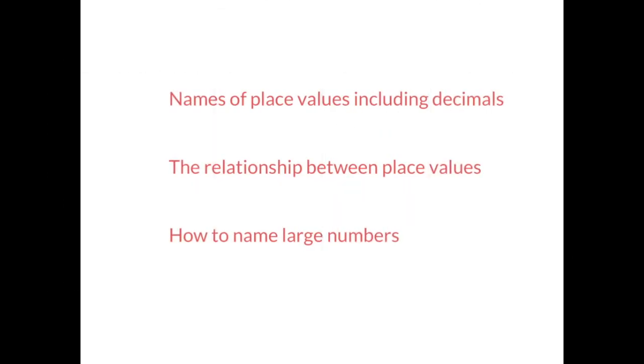Today we've talked about how to name the different place values, including decimals. This helped us learn how to name large numbers. And we learned the relationship between different place values. Remember that if a digit is the same in two place values that are next to each other, the larger one is 10 times bigger. And we saw that illustrated with some pictures.